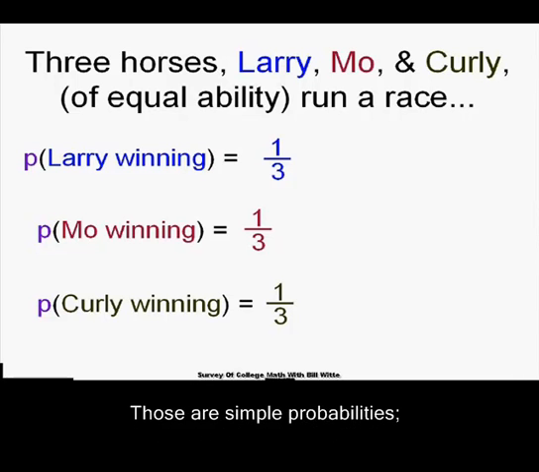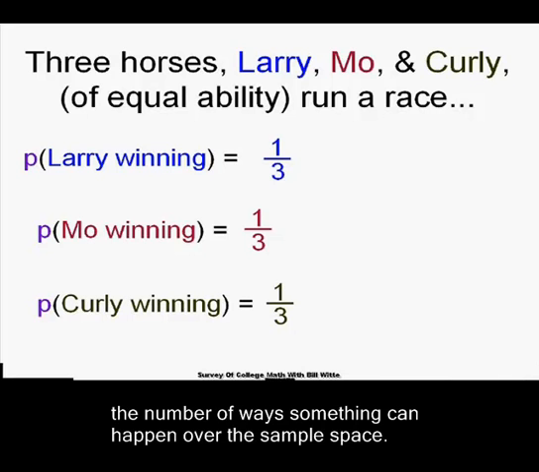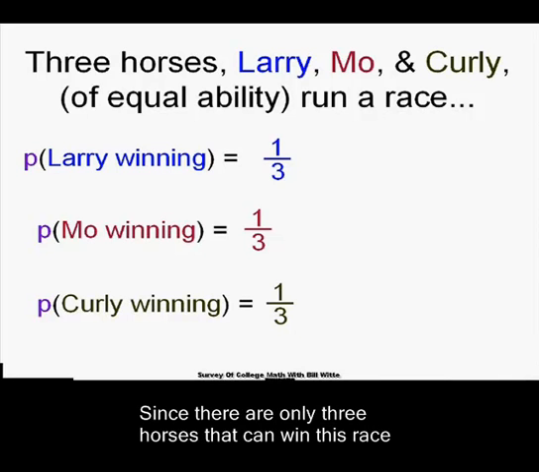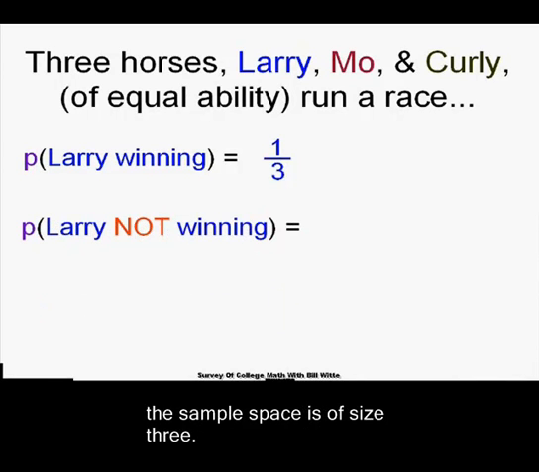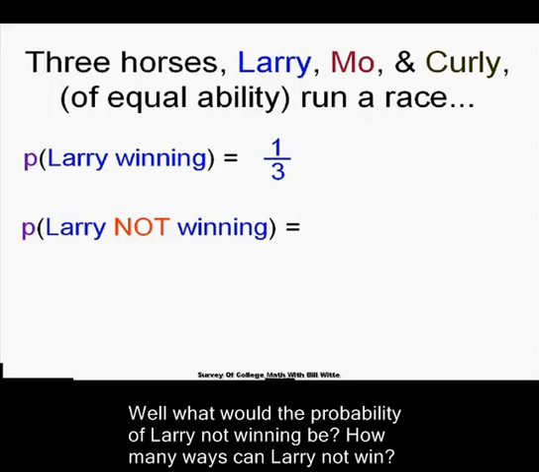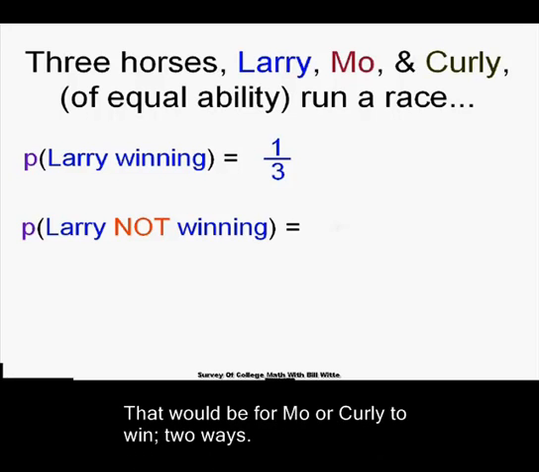That's simple. Those are probabilities, the number of ways something can happen over the sample space. And there's only 3 horses that can win this race, so the sample space is 3. Well, the probability of Larry not winning, how many ways can Larry not win? That would be for Moe and Curly to win, 2 out of 3. The probability of him winning is 1 out of 3.